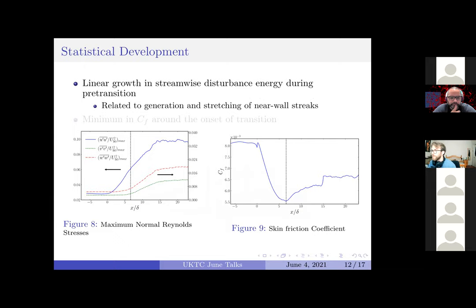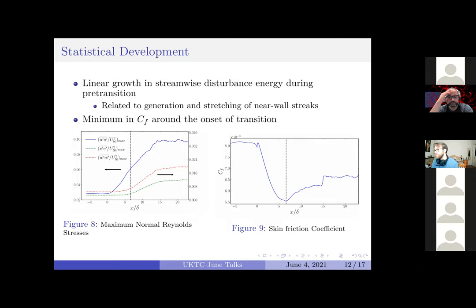You can quite clearly see that the streamwise disturbance energy almost exhibits near-linear growth during this period. And this is associated with the strengthening of the streak. So you're getting the amplification, you're getting the energy being extracted from the mean flow as these streaks are stretched. And this results in that strengthening that we observe there. Also, if you look at the other components, you can see how you don't get that. These do not respond until you get again to that vertical line around the minimum in CF. And that's when you're starting to get these streaks beginning to break down, the formation of turbulent spots.